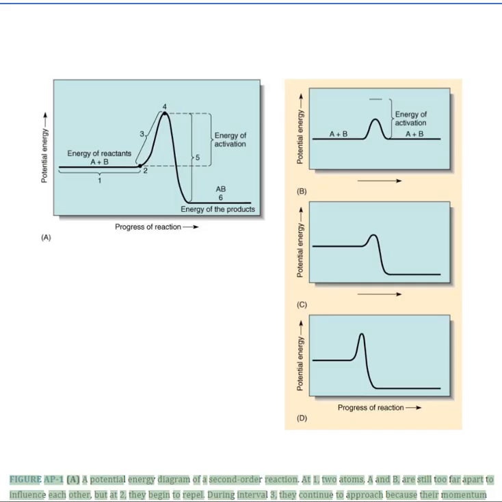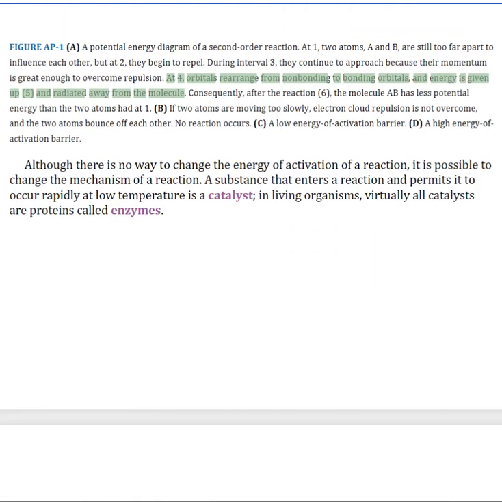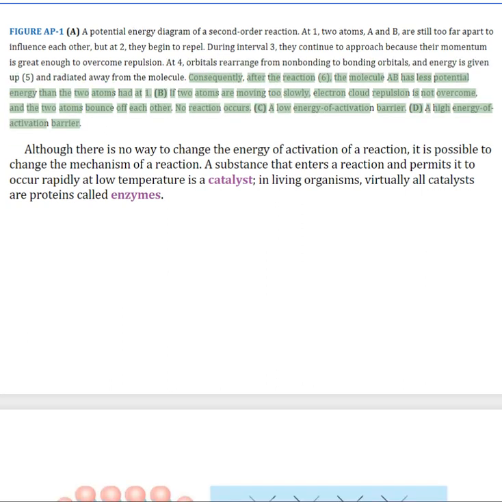Figure AP1: a potential energy diagram of a second-order reaction. At 1, two atoms, A and B, are still too far apart to influence each other, but at 2, they begin to repel. During interval 3, they continue to approach because their momentum is great enough to overcome repulsion. At 4, orbitals rearrange from non-bonding to bonding orbitals, and energy is given up and radiated away from the molecule.